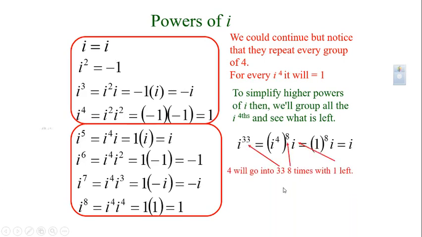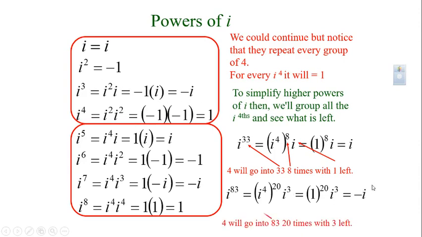So we can move on here to look at another example. I to the 83. If you divide 83 by 4, you'll get a quotient of 20 and a remainder of 3. So I to the 83 is I to the 4 to the 20 times I to the 3, and I to the 4 is 1. So this part, I to the 4 to the 20, becomes 1, and I to the 3, we just saw up here, is negative I.